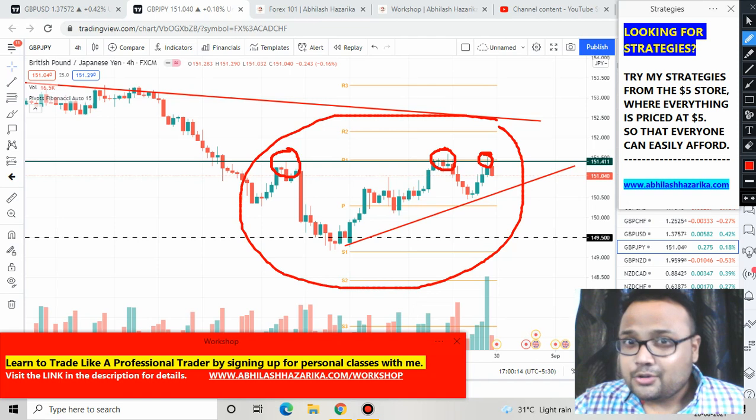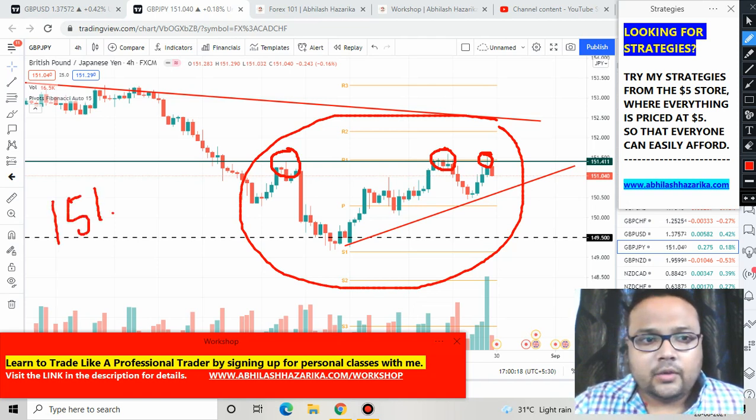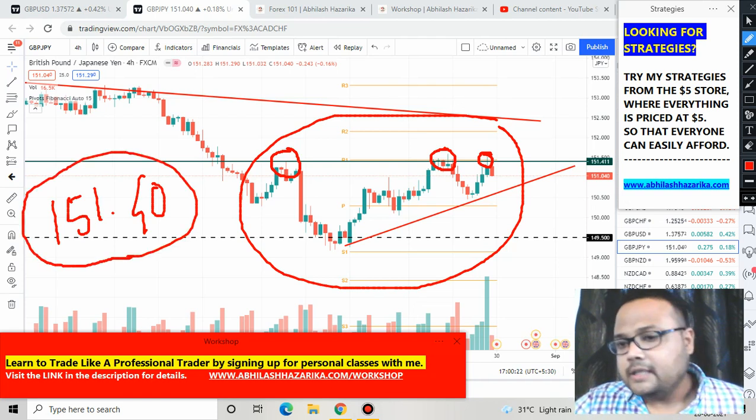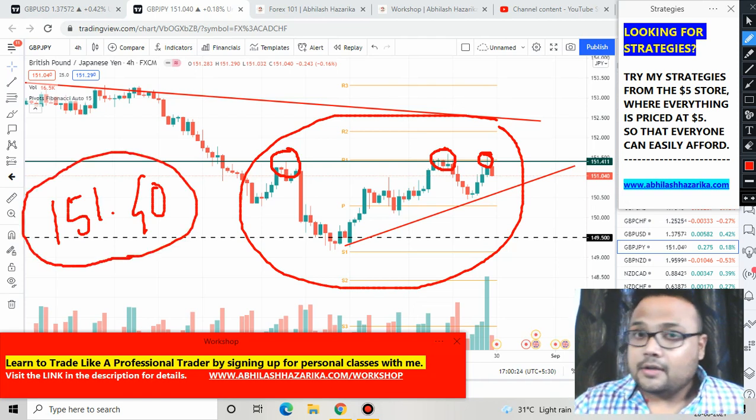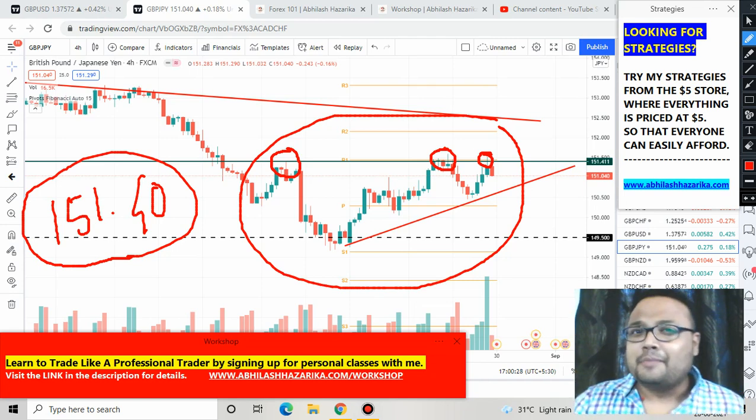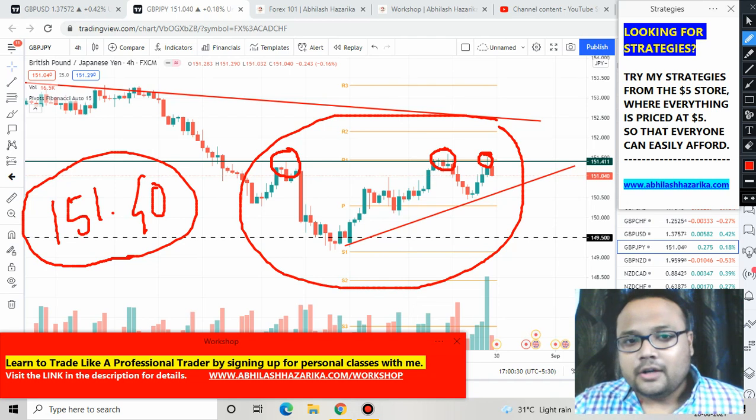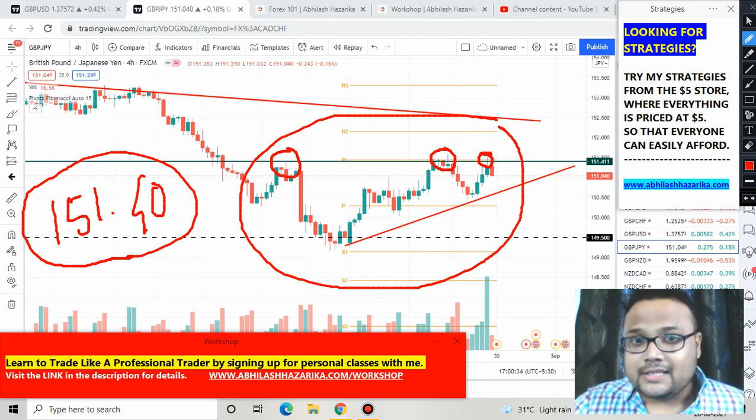This level is also important for the market right now, and the level is 151.40. My dear friends, if you do not have this line on your chart, then draw the line immediately, because this is the most important level for the Monday market right now. So draw this line, and definitely you will see that market is facing resistance. Whenever market is trying to go up, it is facing resistance at this level. Market is unable to cross the line.